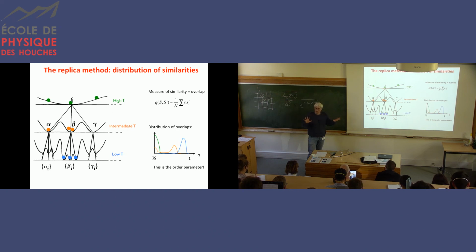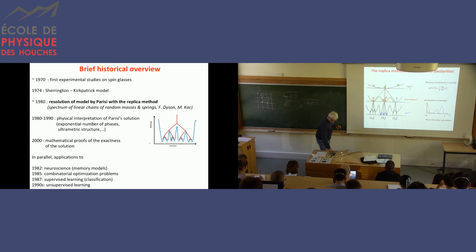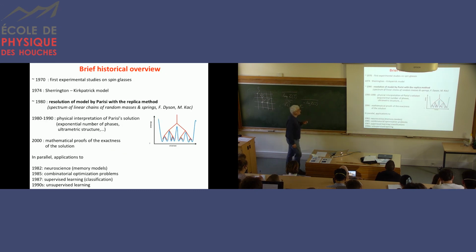I hope that you get the broad picture, and then we'll see in detail when we do the computation how that works. Okay, so I just finished here with these historical notes, just to give you some dates. The first experimental studies on spin glasses were at the end of the 60s, beginning of the 70s. The Sherrington-Kirkpatrick model I mentioned, 74. The solution by Parisi with the replica method was 79, 80.